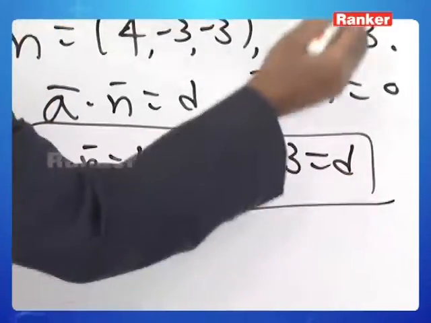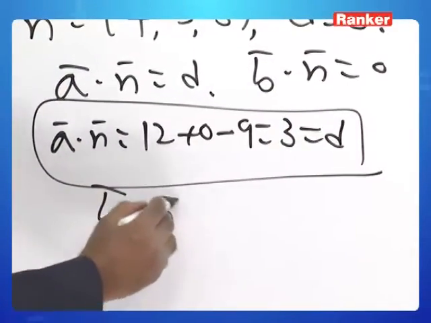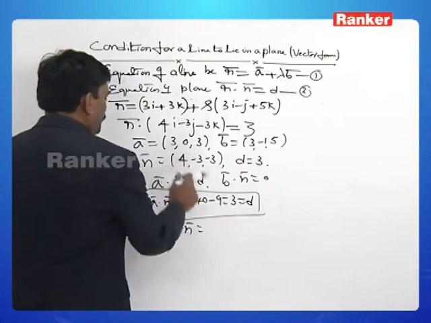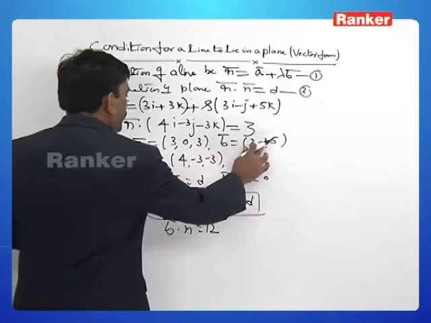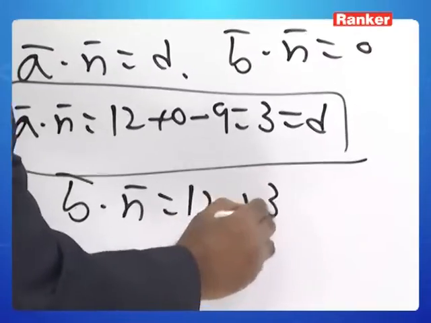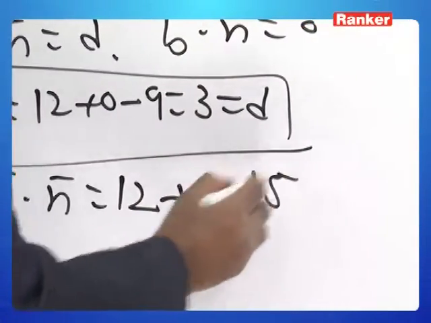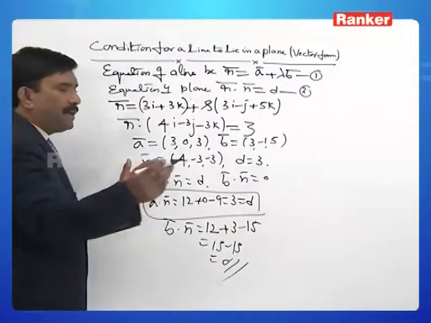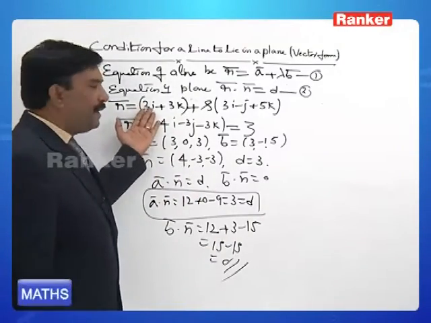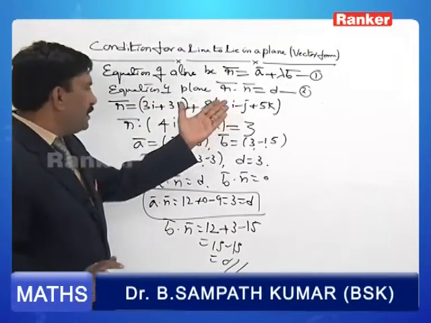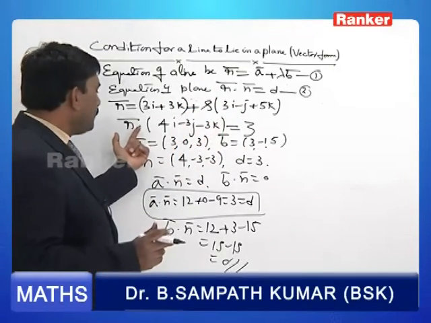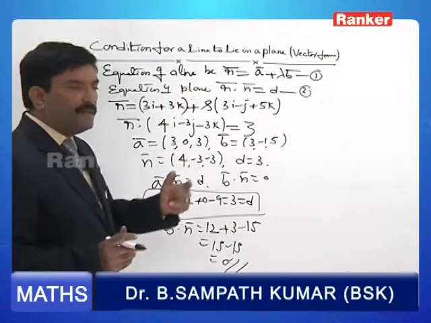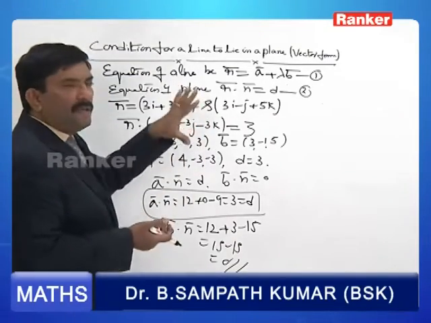Yes, we got it. Next, you verify b bar dot n bar. Don't just write 0; we have to verify that. b bar dot n bar: 3 into 4 is 12. Next, minus 1 into minus 3 is plus 3. Then 5 into minus 3 is minus 15. So 15 minus 15 is equal to 0. Hence, we can say that the line 3i plus 3k plus s into (3i minus j plus 5k) lies in the plane r bar dot (4i minus 3j minus 3k) is equal to 3. Hence, this line completely lies in the plane.